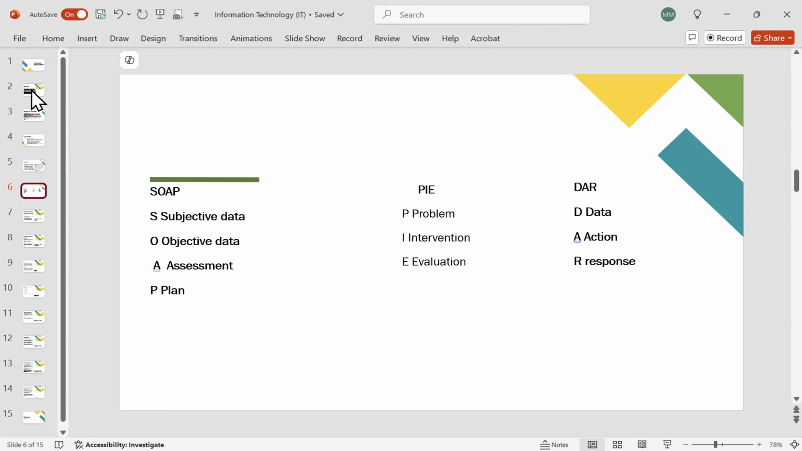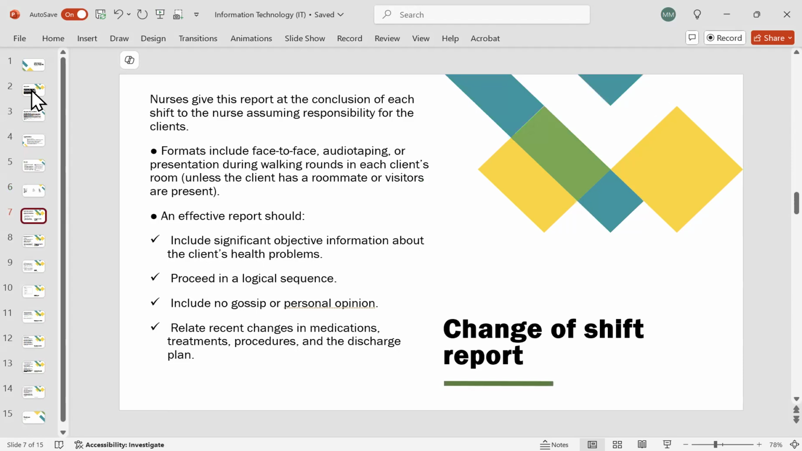PIE, you don't see that much anymore. Problem, intervention, evaluation. Same thing, just shorter. And DAR is kind of the same thing. Data, which is the data you've gathered, subjective and objective. Action, what did you do? Response, how did the patient tolerate it? Did they get better? Did they get worse? So those are the three formats. But again, you may not ever see those formats.